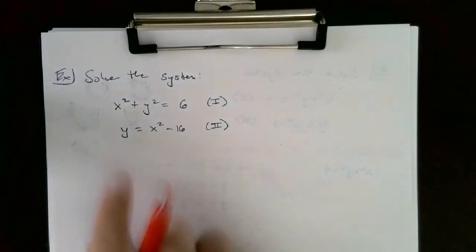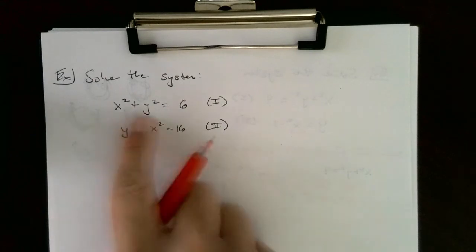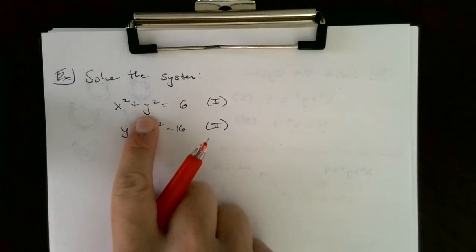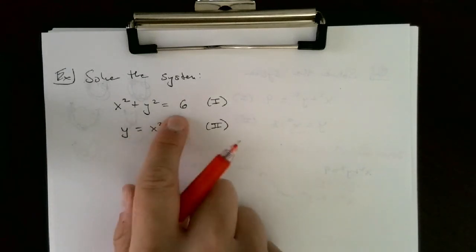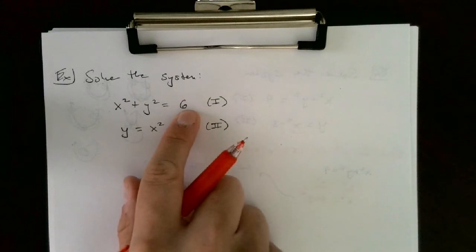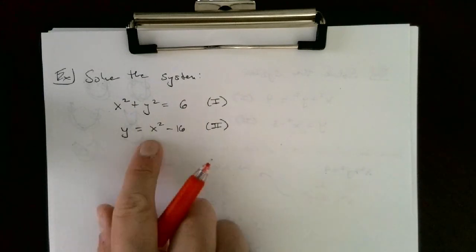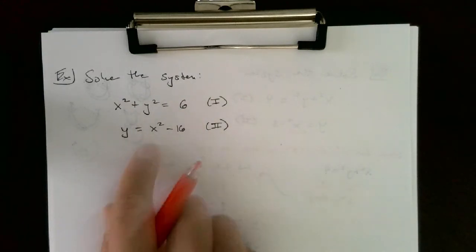First thing you should look at is understanding what types of curves we have. X squared plus y squared equal to a number. If you remember, we said that would be equal to a circle, right? So x squared plus y squared would be a circle with a radius as the square root of whatever that number is. It'd be the square root of 6. Y equals x squared minus 16. We know that's a parabola.